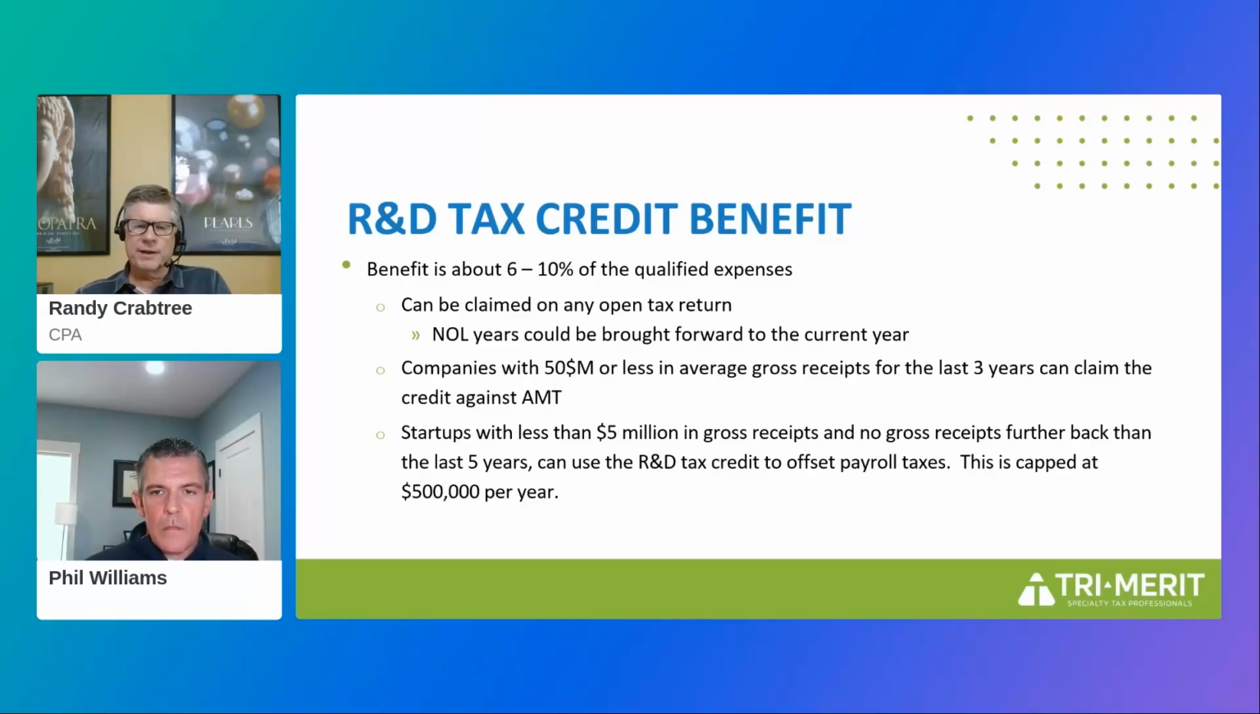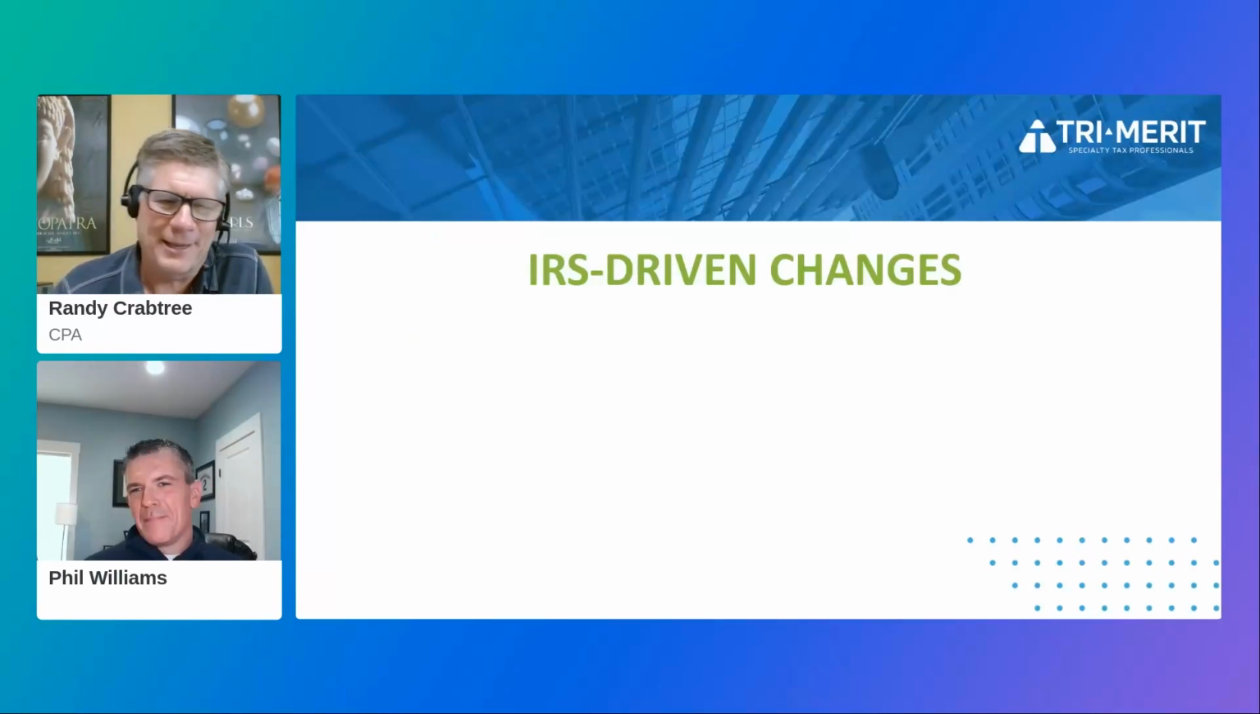When this was first defined in the PATH Act, it was $250,000. This went through an increase in the last year or two, where now we can go up to $500,000. A $5 million company having a $500,000 credit is not going to be all that common, but that is the limit now. So that's just the quick, I say quick, I'm 18 minutes in, quick overview of the R&D tax credit.